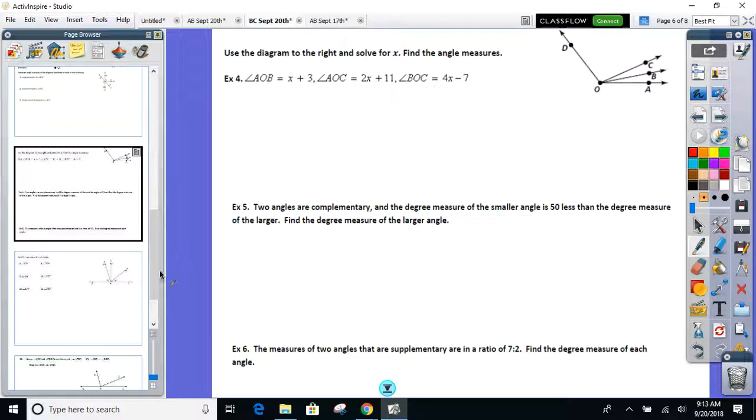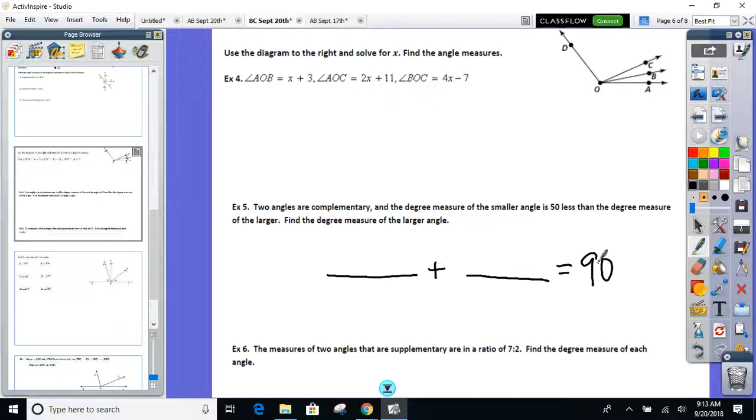Okay, go to example 5 for me. Right off the bat, it says two angles are complementary. So what do I know about these two angles? They add to, be careful, 90. All right, so I always like to say, I got two angles, and they're going to add to 90. Now I just got to fill in what those angles are.